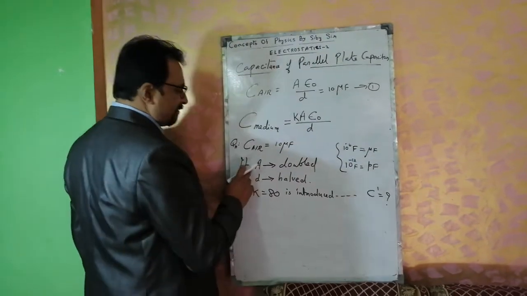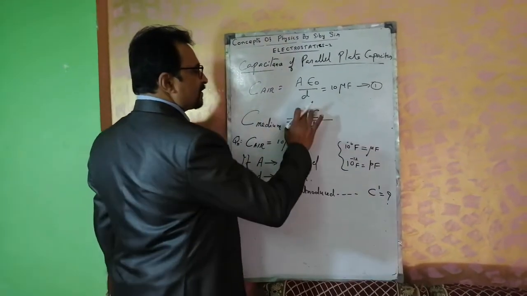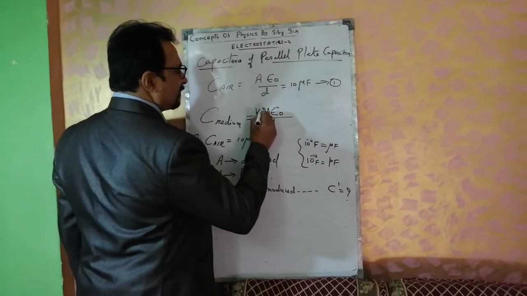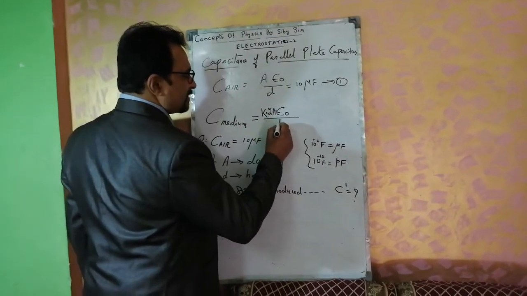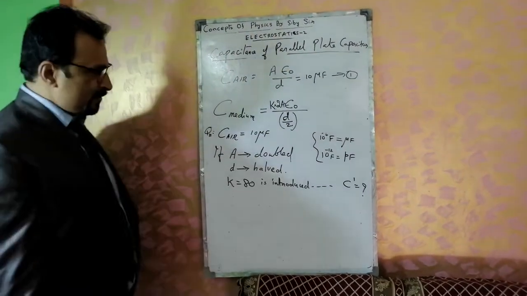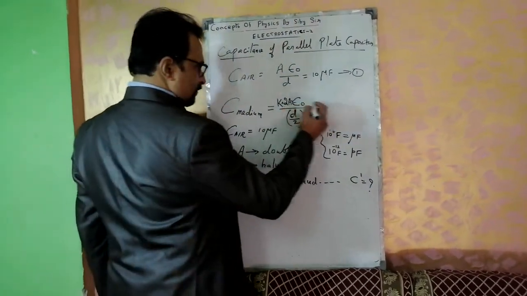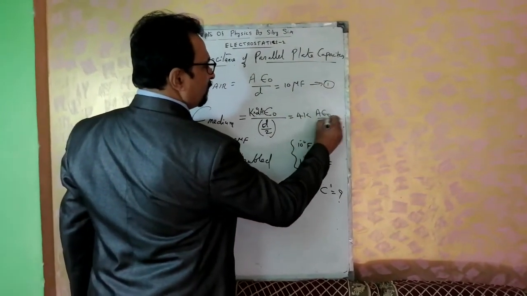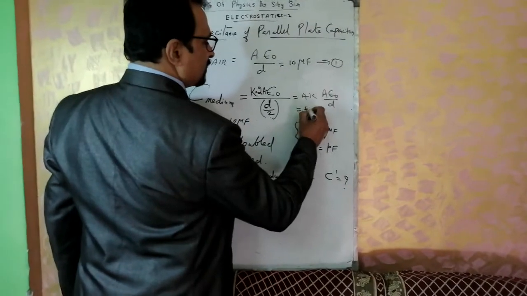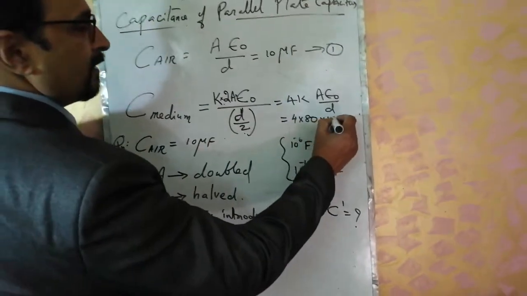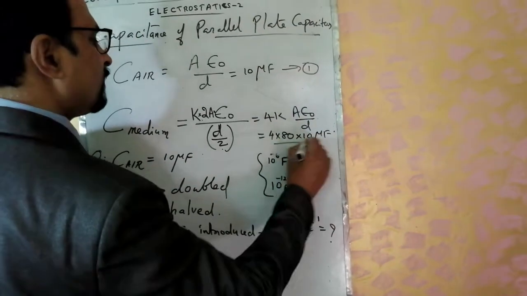This is the basic formula. In the question it is given that area is doubled, so instead of A, you have to write 2 times A. And distance is half. Now you see, these two and these two together will make 4K A epsilon naught by D. So your answer is 4 into 80 into A epsilon by D, which is 10 microfarad.